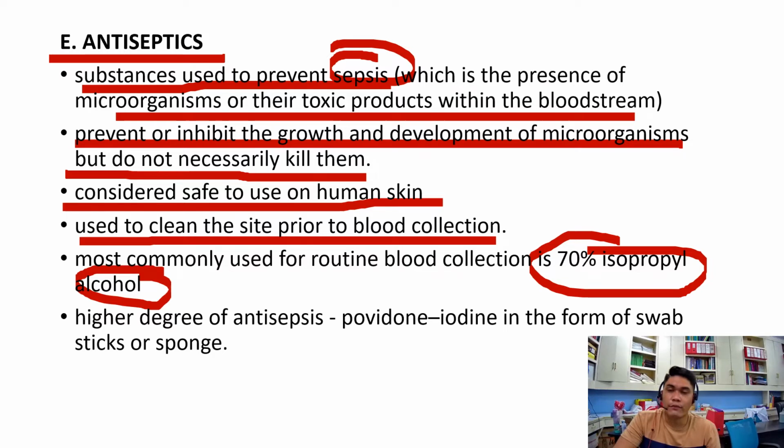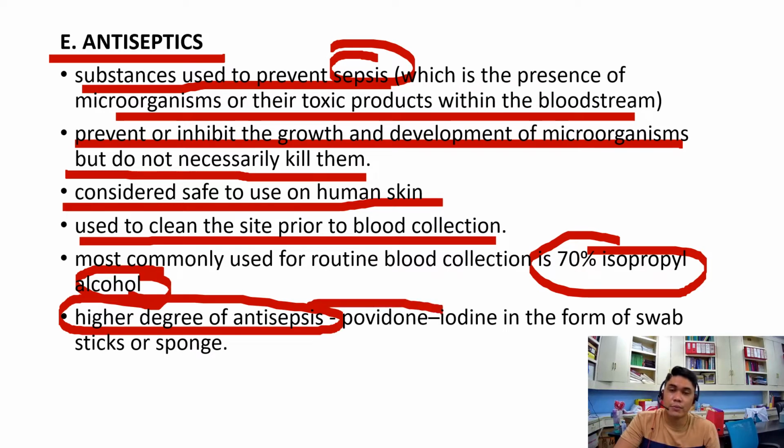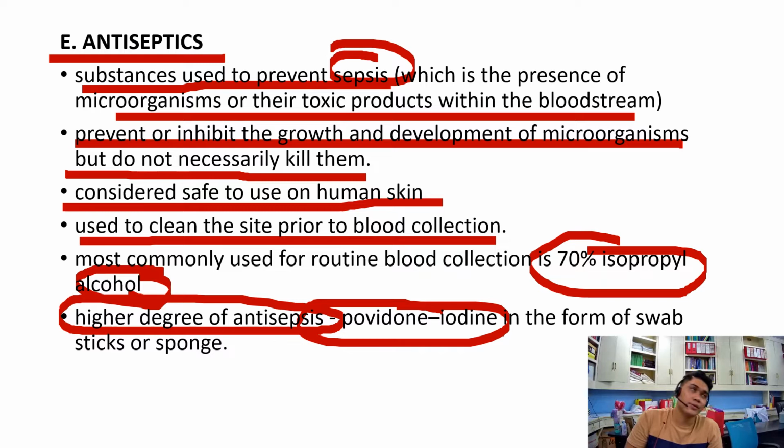Now, if we want to use an antiseptic with a high degree of antisepsis, then use povidone iodine. But the thing about povidone iodine, there are some individuals who are sensitive to iodine. So there's an alternative to that, and we'll discuss that in the next slide.